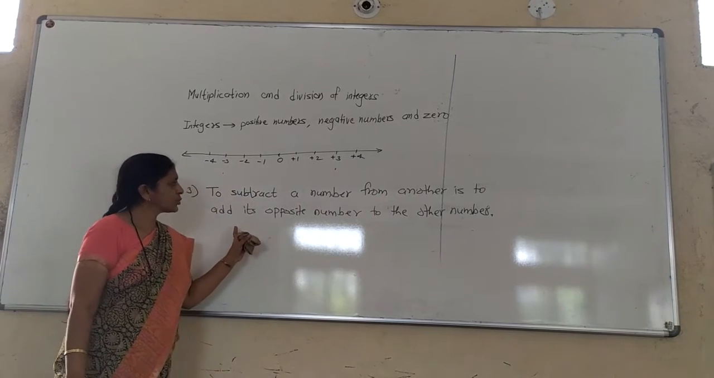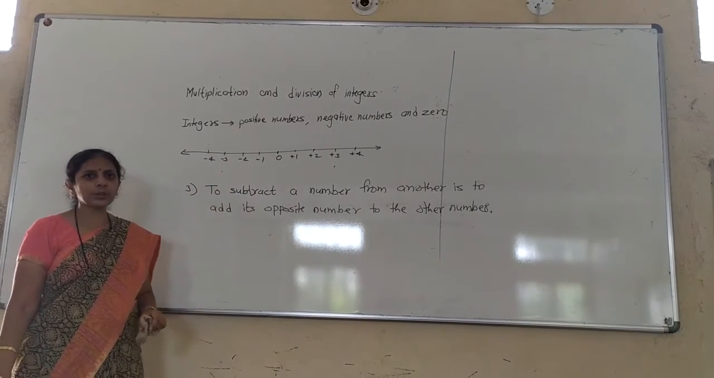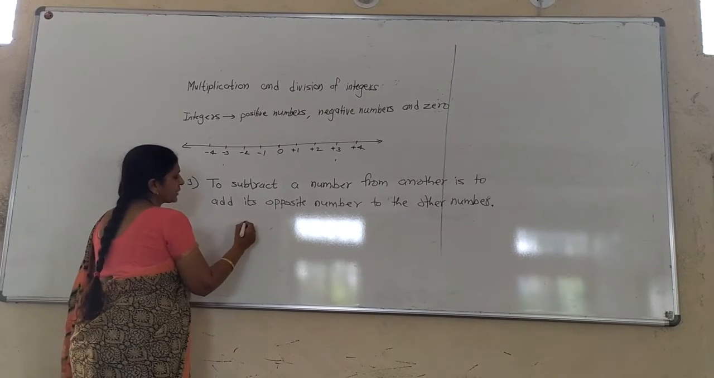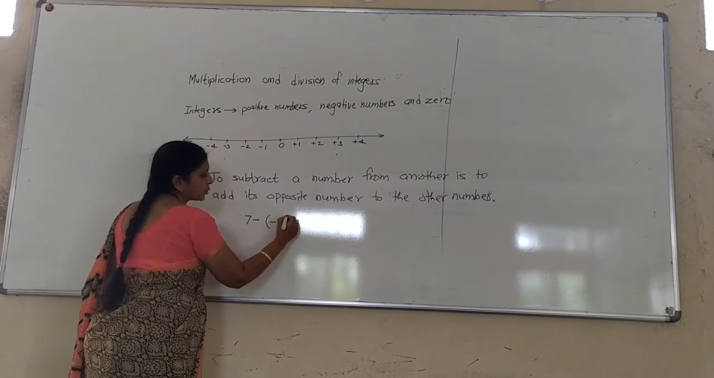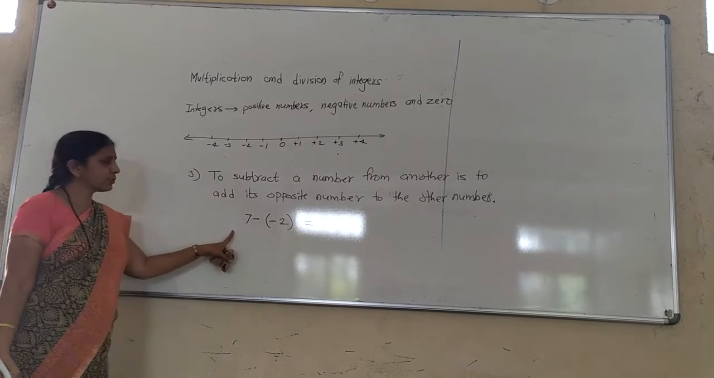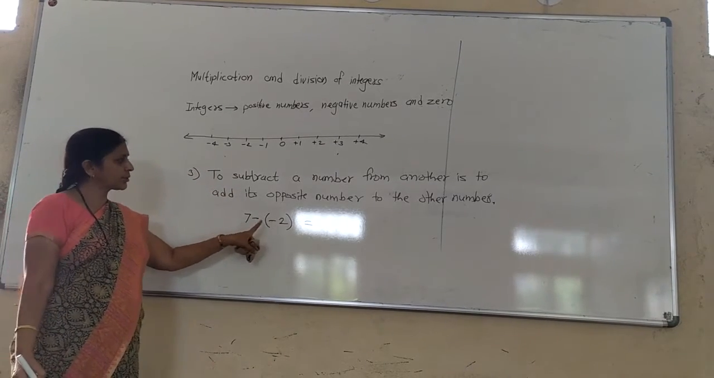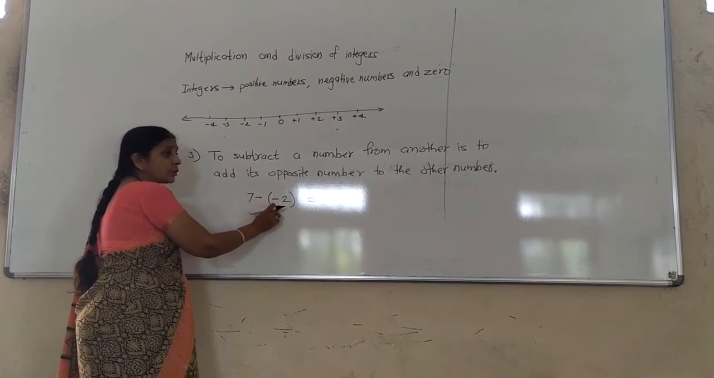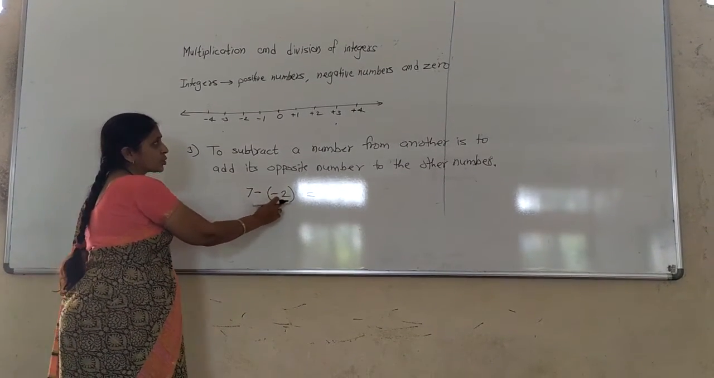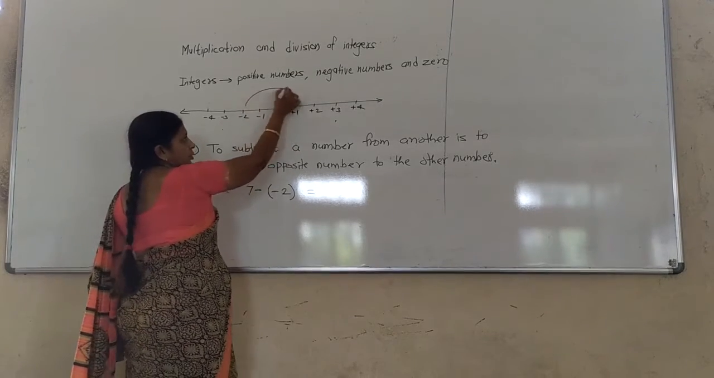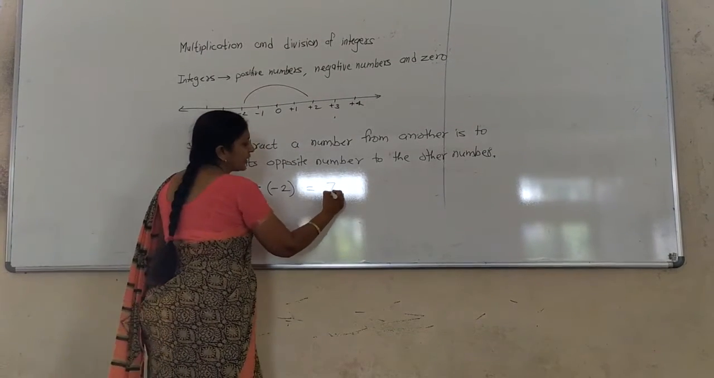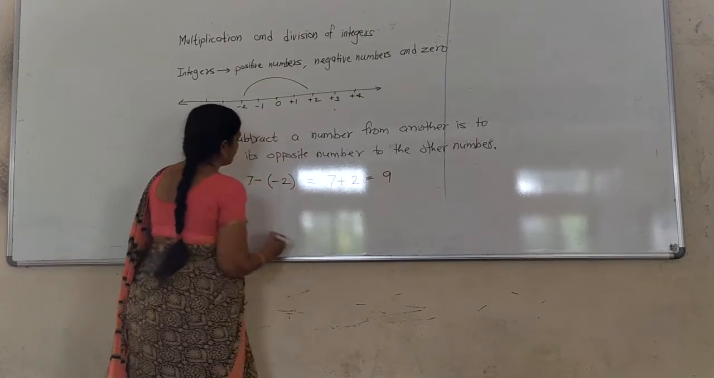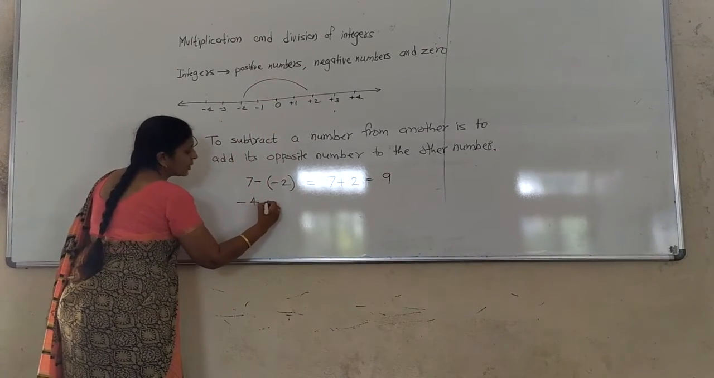This is a rule which we are using for subtraction of the integer. Now let's take the example. Suppose 7 minus 2. Here 7 is a positive number. From the positive number we have to subtract the negative number. So take the negative number's opposite. What is the opposite of minus 2? The opposite of minus 2 is positive 2. So we have to add the positive 2. So the answer is 9.